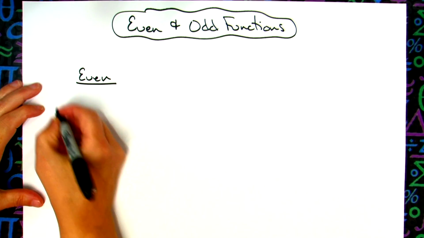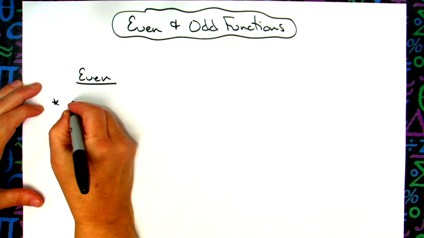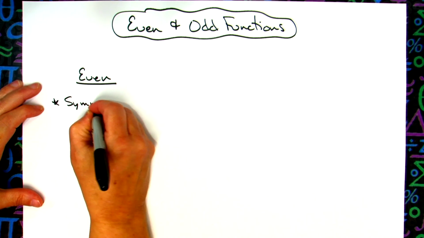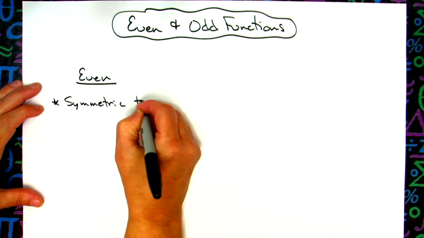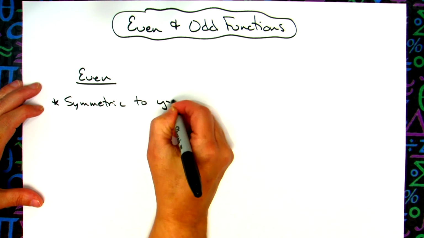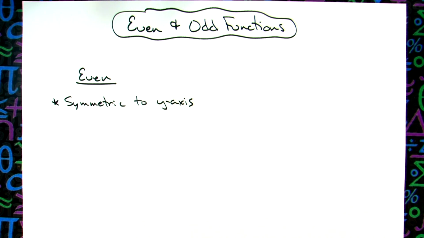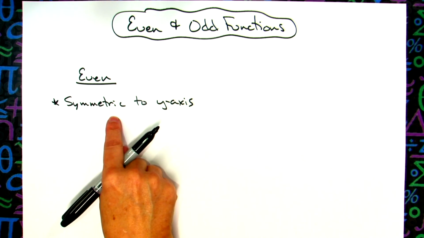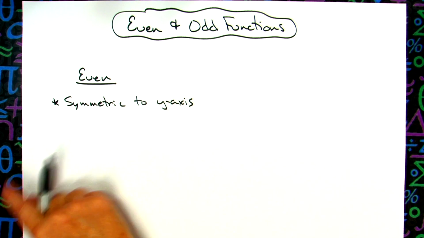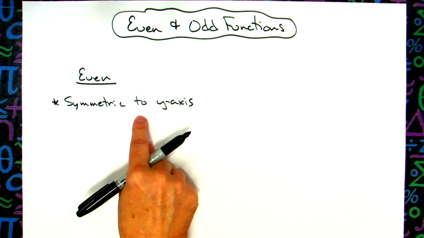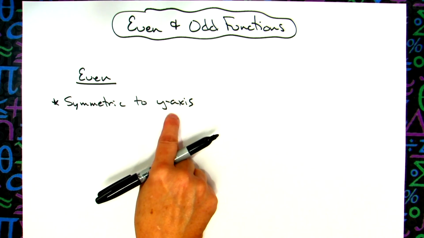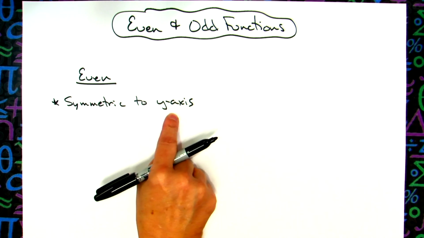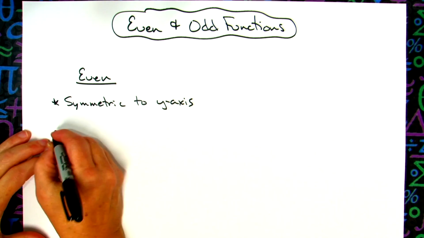Even functions, they are symmetric to the y-axis. The reason I'm giving you that as part of the definition for even is because Math Excel is going to give you some graphs, and then they're going to ask, is the picture of this function an even function, an odd function, or neither? So all you have to do is look at it. If it's symmetric to the y-axis, then it's even. Think butterfly, symmetric to the y-axis would be a nice little butterfly picture. So that's why that part of the definition.